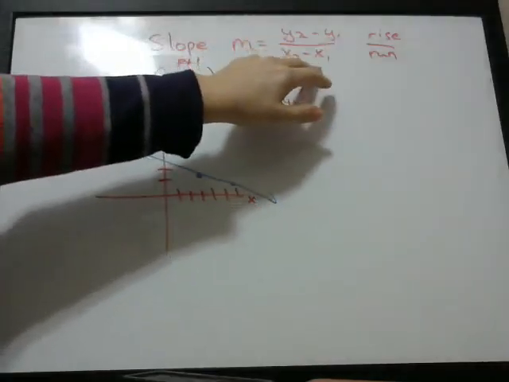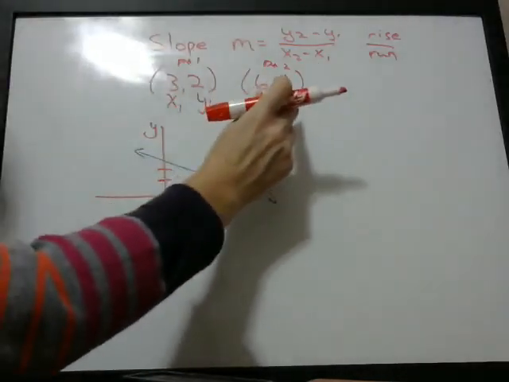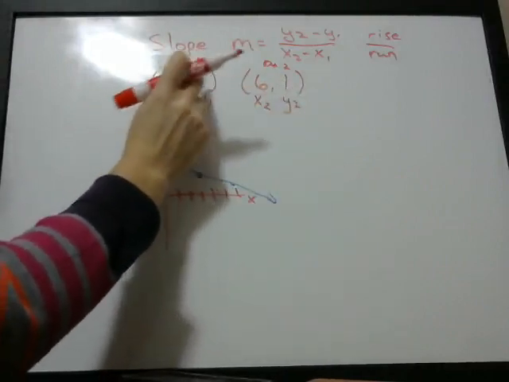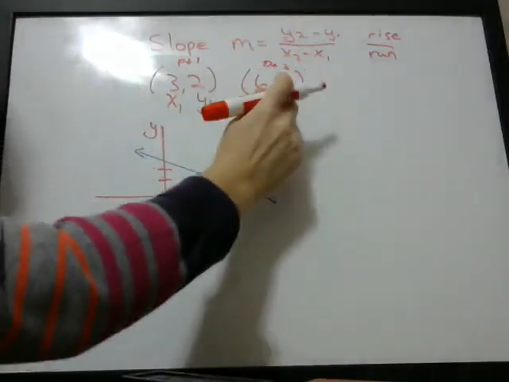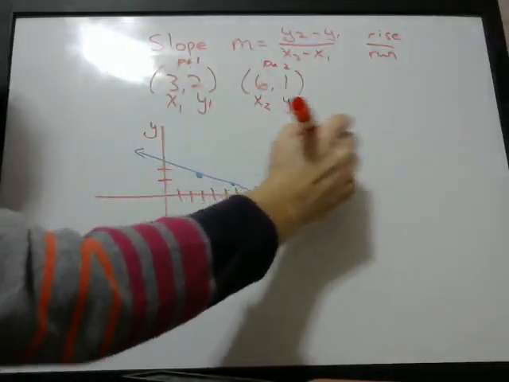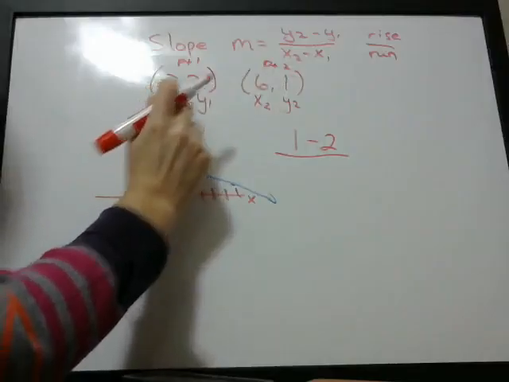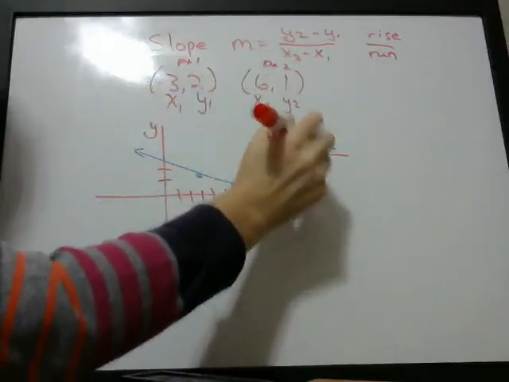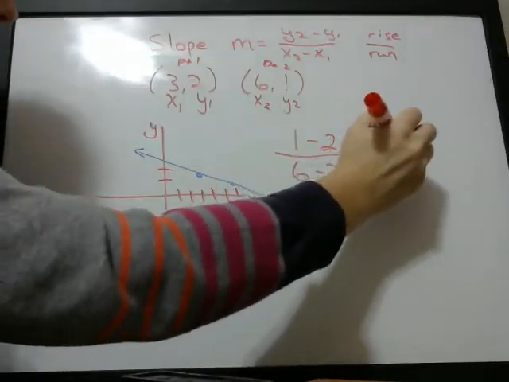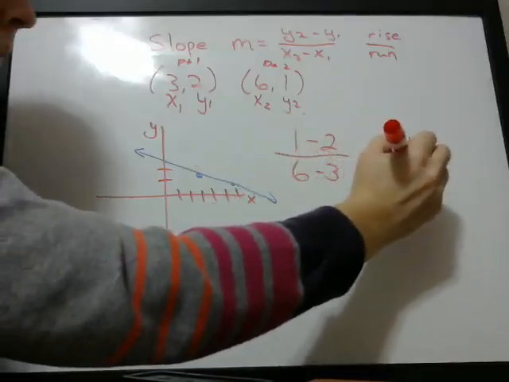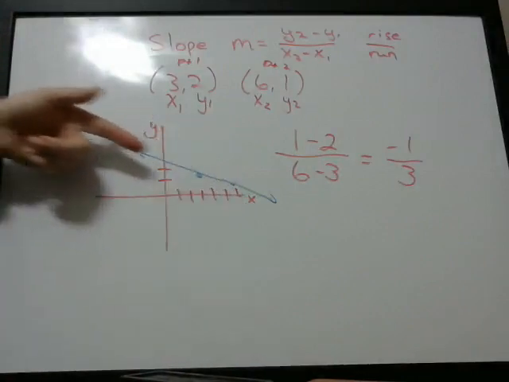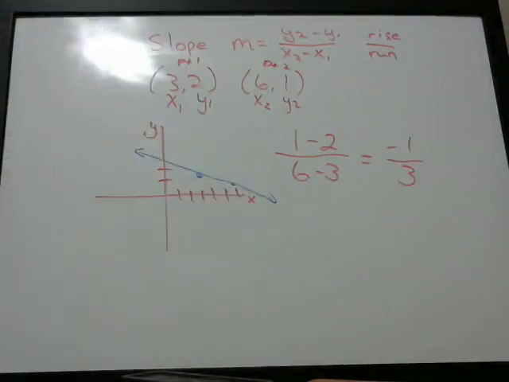Again, the formula is on the formula sheet. So all you need to remember is how to label the points, which is pretty easy because every point is an x component and y component. y2 is 1. y1 is 2. Divided by x2 is 6, minus x1 is 3. 1 minus 2 is negative 1. 6 minus 3 is 3. So the slope is negative 1/3, which is right, because remember, we know that it's going to be negative. So the slope is negative 1/3.